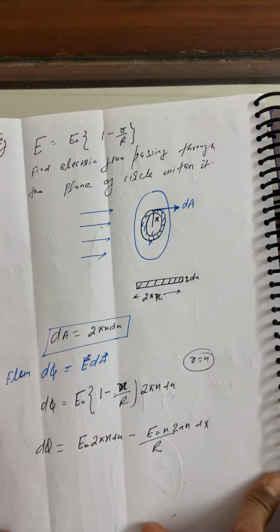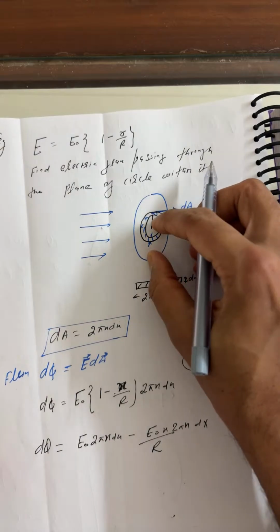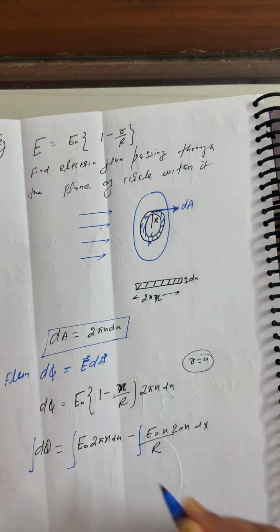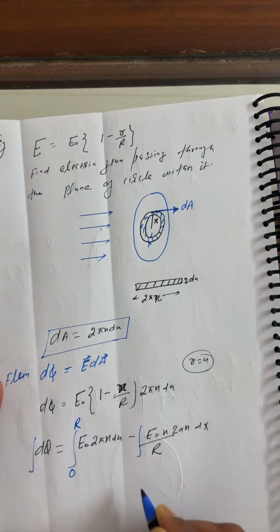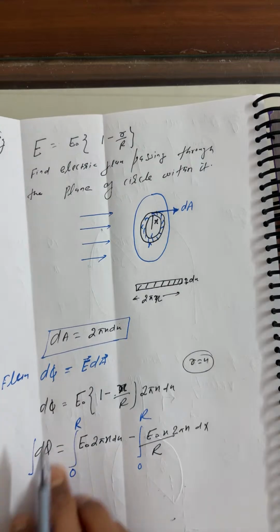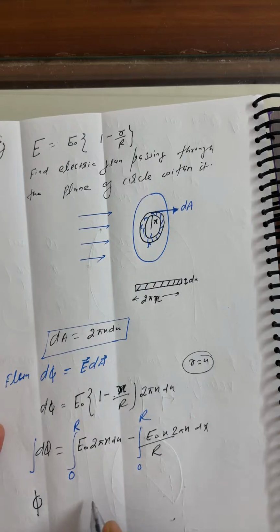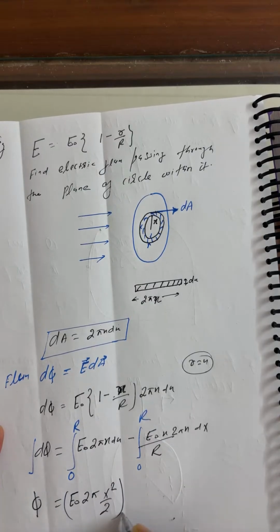Now what is the limit you can apply? What is the radius of the ring here? That is capital R. So integrate both sides, with the limit 0 to capital R. d phi becomes phi only. So this is E naught into 2 pi, and x becomes x square by 2. Apply the limit in the next step, not now.